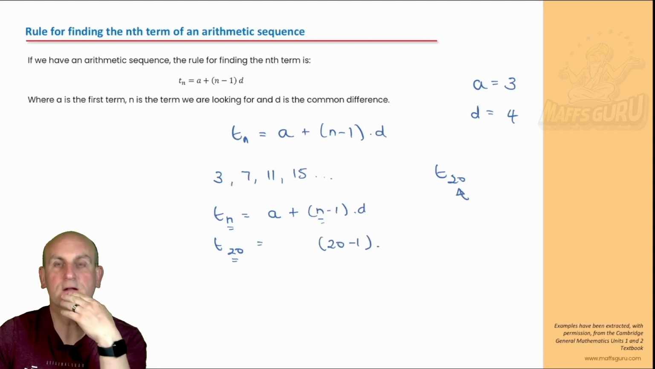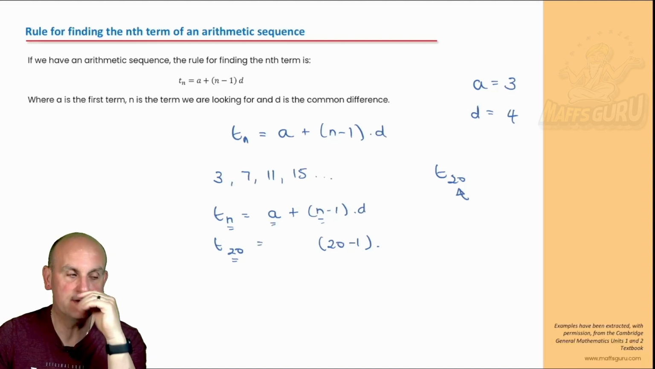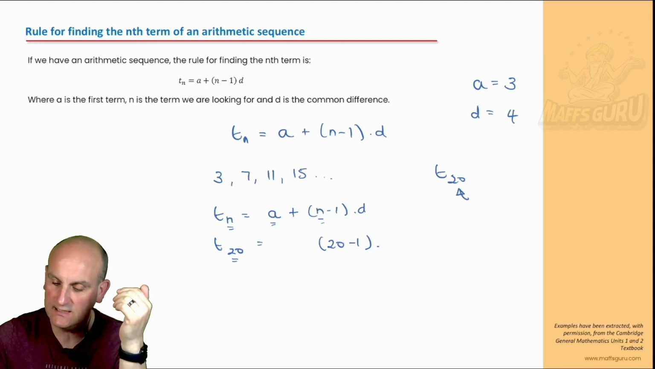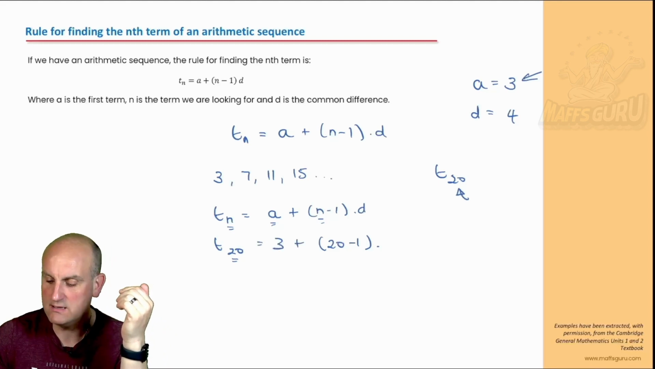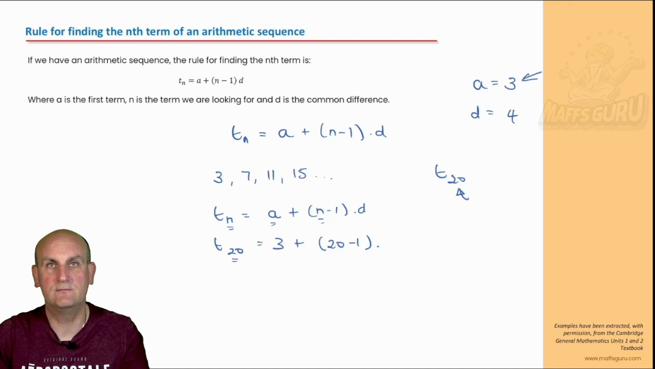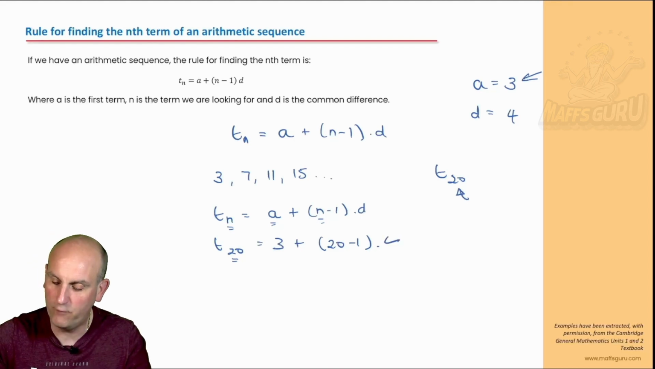Oh, a. I've got to start for now. What is this a value? It's my first term. Did they give me that in the question? Of course they did. I told you that a was 3. So that's going to become 3 plus, I just have to find the value of d. What is my value of d? My common difference of 4.